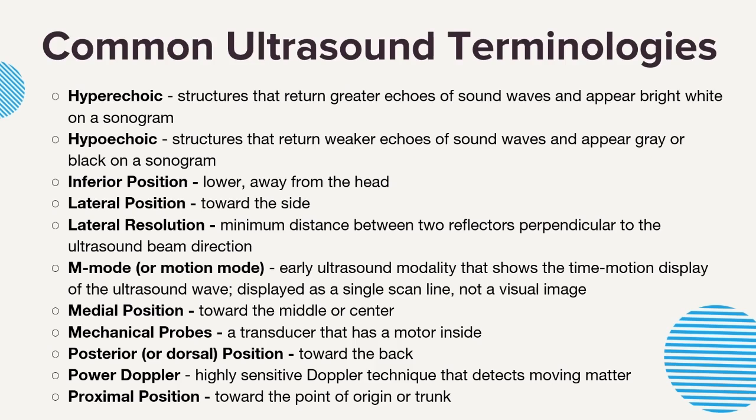Inferior position: lower, away from the head. Lateral position: towards the side. Lateral resolution: the minimum distance between two reflectors perpendicular to the ultrasound beam direction. M mode, or motion mode: an early ultrasound modality that shows the time motion display of the ultrasound wave, typically displayed as a single scan line, not an actual visual image. Medial position: towards the middle or center.